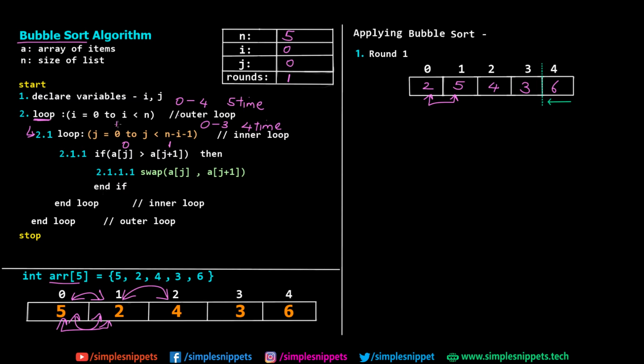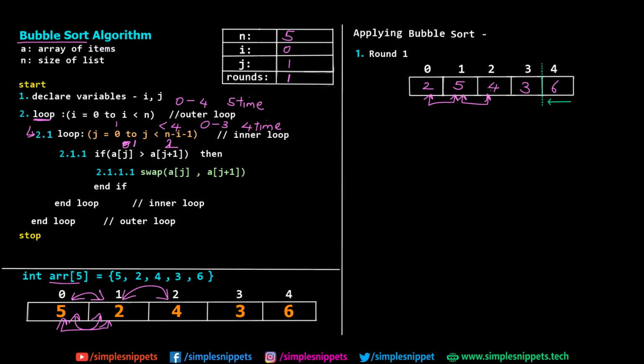j will become 1 and the condition is j has to be less than 4, right? j has to be less than 4. Is 1 less than 4? True. Let me just update the j value over here also. So is 1 less than 4? True. So now we are comparing a of 1 and a of 1 plus 1, which is 2. So now we are comparing these two values.